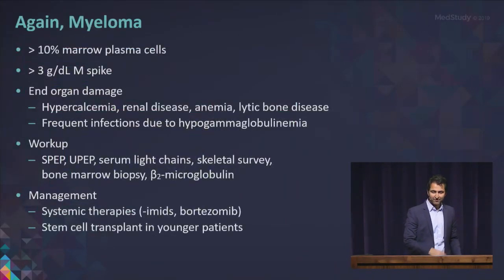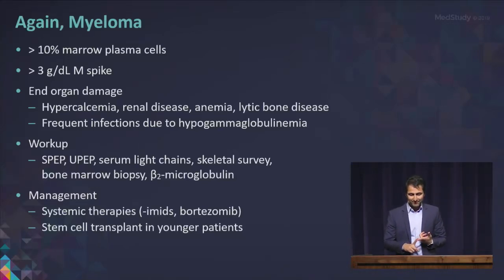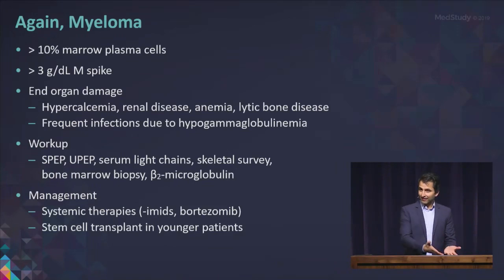So this again summarizes myeloma. The M spike, 10% plasma cells, you got to have the organ damage. Commonly, as in our case question, they'll ask you what's the initial step in workup. It's going to be SPEP and UPEP. You do a skeletal survey to look for lytic bone disease and eventually a bone marrow biopsy. And we did speak a minute or two about some of the systemic therapies, and in younger patients, we still do autologous stem cell transplants.